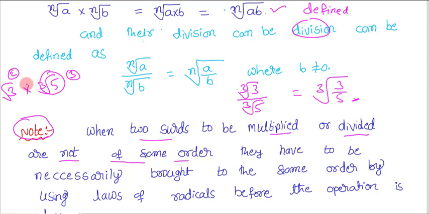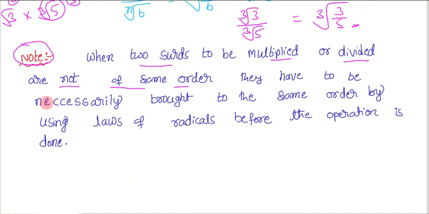When you want to multiply these two, surds which are not of the same order, then we need to write them as the same order by using the class of radicals before doing the operation. We need to make the surds of the same order by using class of radicals. So let us see how we are going to convert these surds into the same order. For that let me explain one problem.